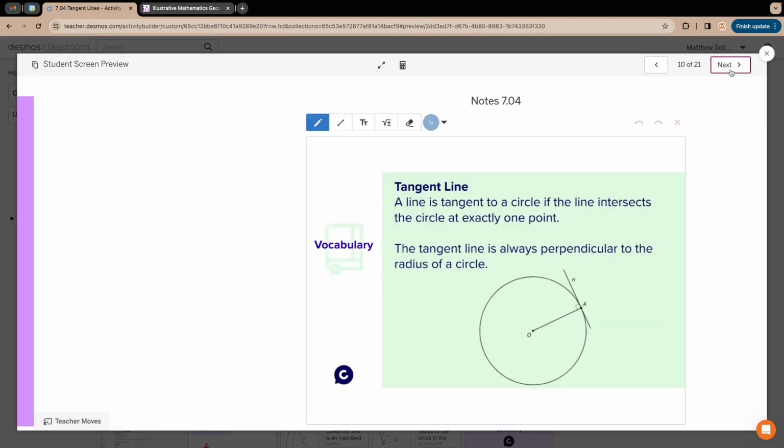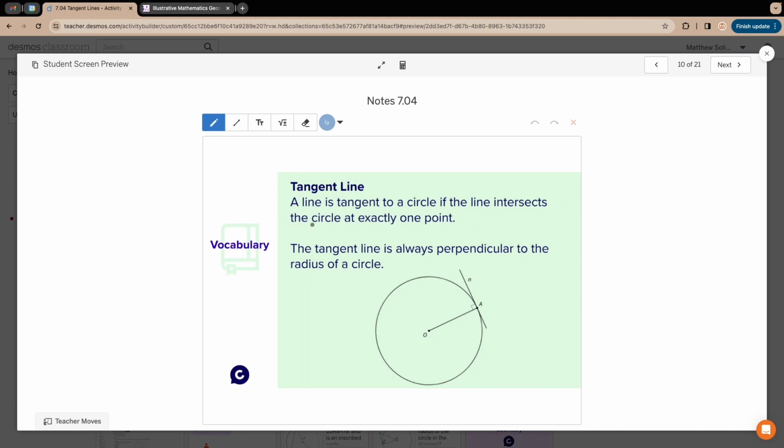Here's how it looks. A line is tangent to a circle if it touches exactly one point on the circle, just one point, and then the line goes outside. And the tangent line is always perpendicular, or makes a 90-degree angle, with the radius. So this is the radius, right? Center to the edge of the circle. It's always 90 degrees to the tangent line.